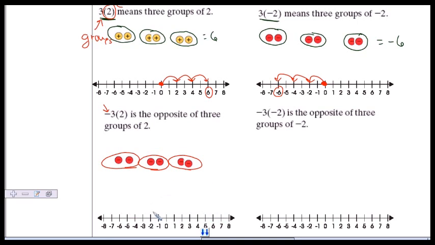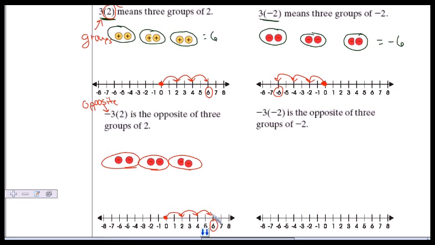And the way we model that on the number line is we actually work it out with the positive, because we don't take care of this negative here, and we don't read it as a negative, by the way. We read it as an opposite, the opposite of 3 groups of 2. So in this case, we're going to do 1, 2, and 3 groups of 2. And now we're going to find the opposite.